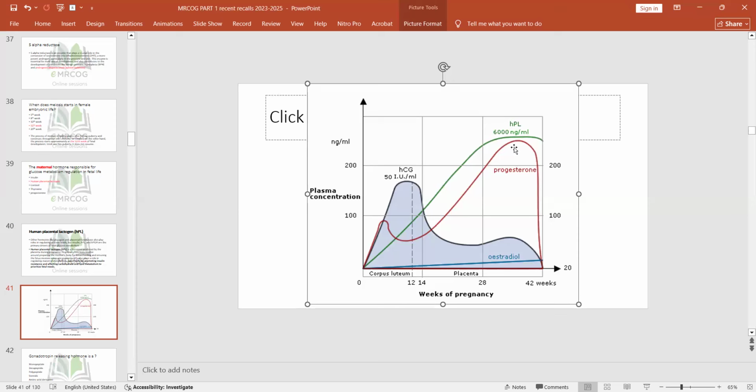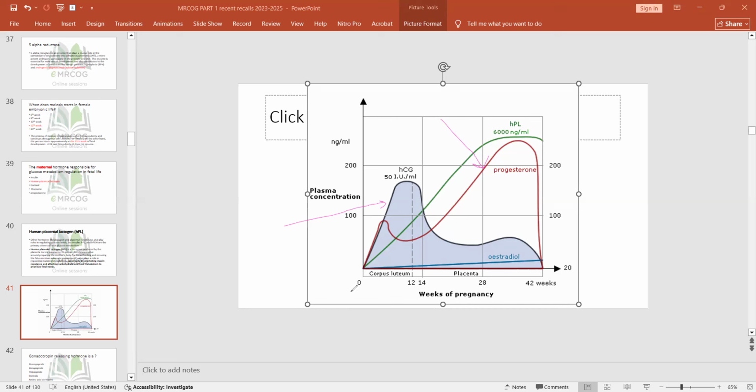While estradiol and progesterone, both of them are going to drop even before delivery, especially progesterone. And I think if they want to ask you about a specific hormone, it's going to be this one or this one. HCG, by the way, came to part 2 many years ago. So yeah, why not? It's there, so they can use it.